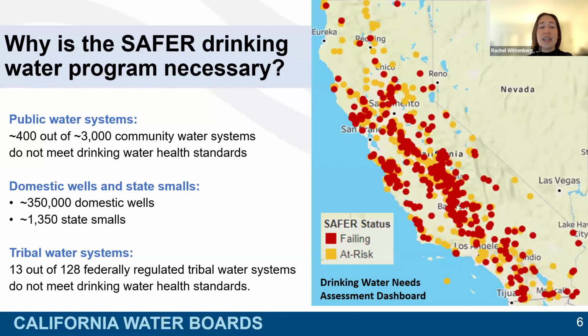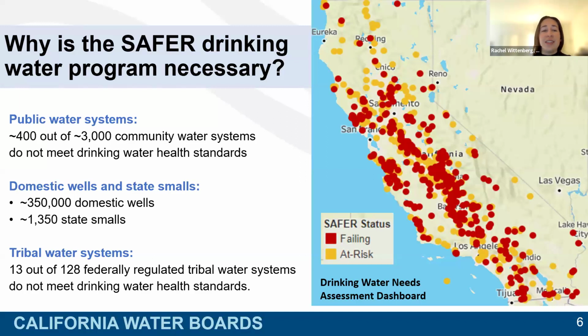Let's discuss why SAFER is necessary. The map on the right is a screenshot of the Drinking Water Needs Assessment dashboard. The orange and red dots represent community water systems with drinking water violations. Of the around 3,000 community water systems in California, the majority are serving safe drinking water. Around 400 do not meet safe drinking water standards. 90% of the violations taking place are in water systems with fewer than 500 connections, so these are small water systems and many do serve disadvantaged communities.